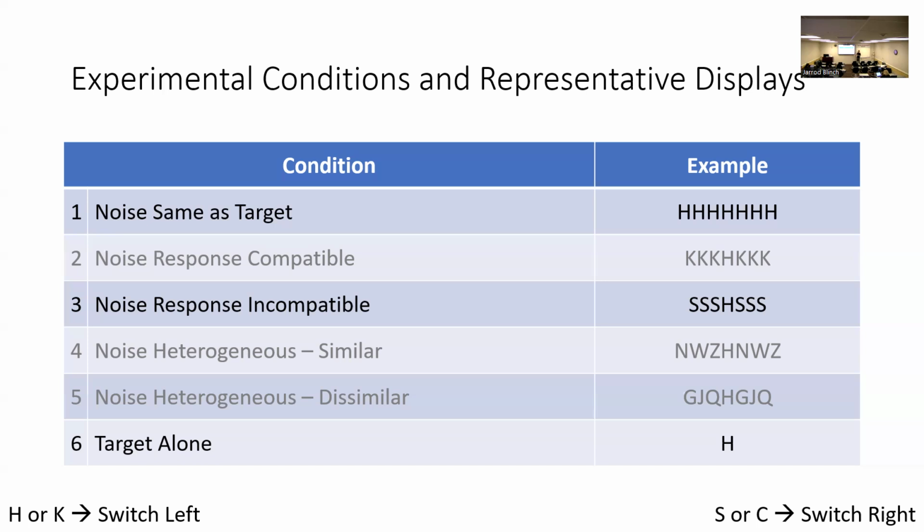We just give you an H or we give you an S, or potentially a K or a C, and you can respond left or right. So it's just how quickly can you see and identify a single letter.